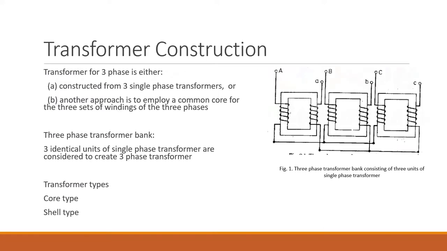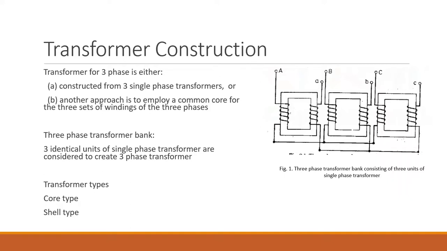When we talk about construction of transformer, you can obtain a three-phase transformer from three single units of single phase transformer. If you have single phase transformers, just take three transformers, so they can be connected in certain fashion to obtain three phase transformer. So one way is to construct three phase transformer from three single phase transformers.